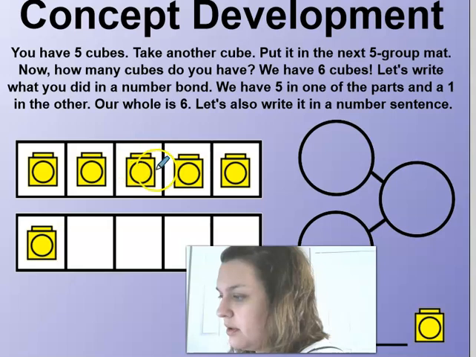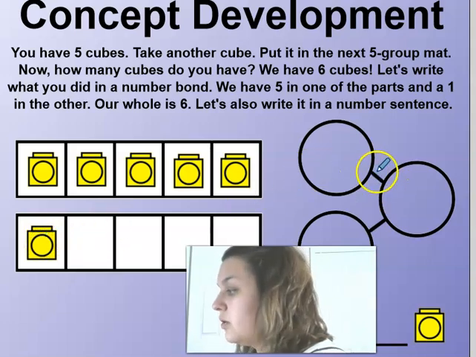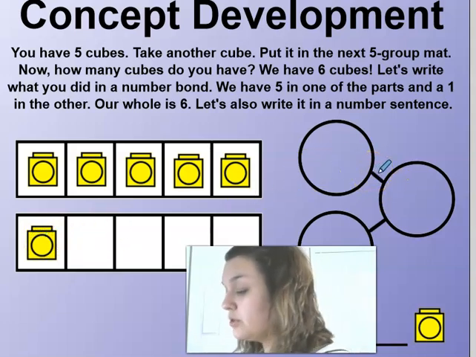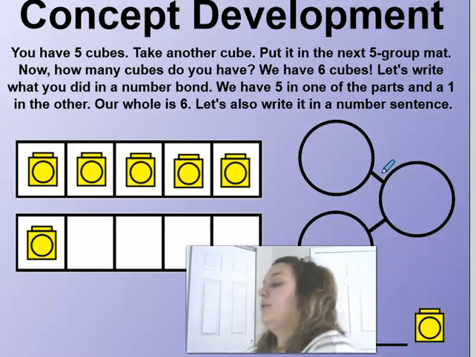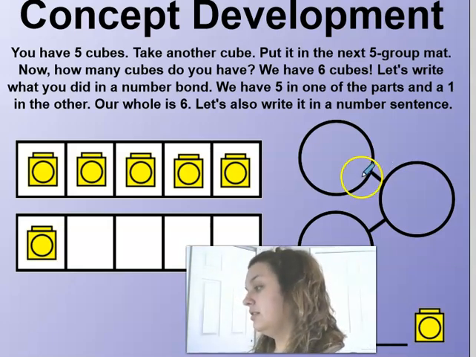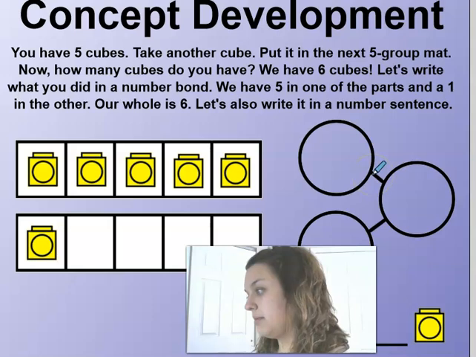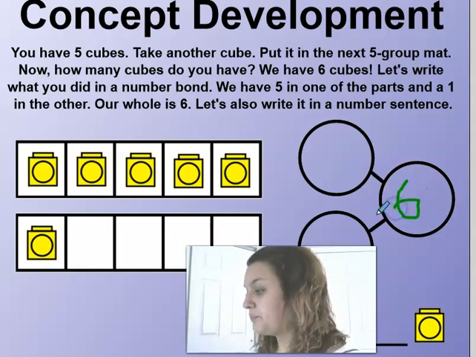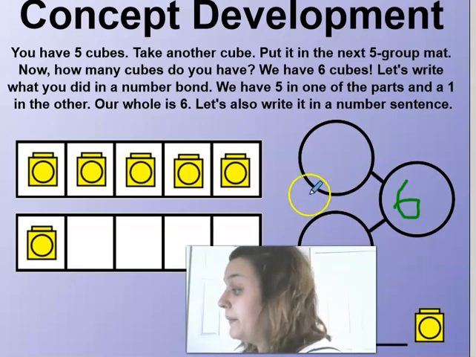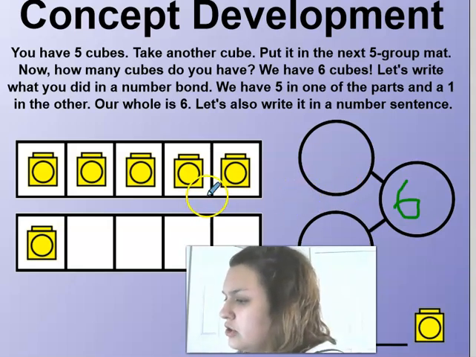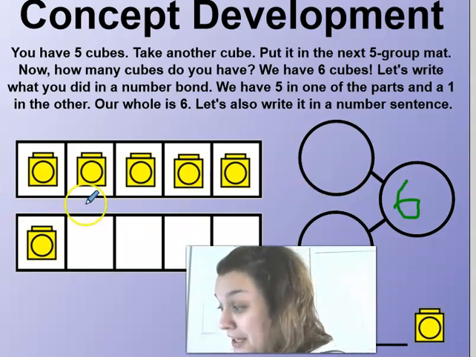1, 2, 3, 4, 5, 6. So 6 are whole. It's our whole. I want you to write this number bond on your paper. So pause me if you need to and draw a number bond. And remember, 2 lines, 1 circle is our whole. And we said that was 6. Now, our 2 parts, they're split apart very nicely for us.